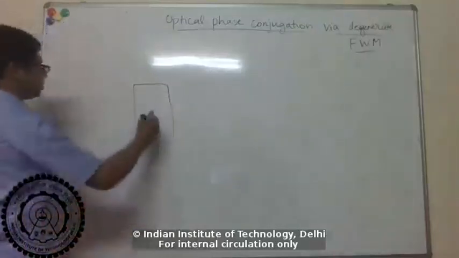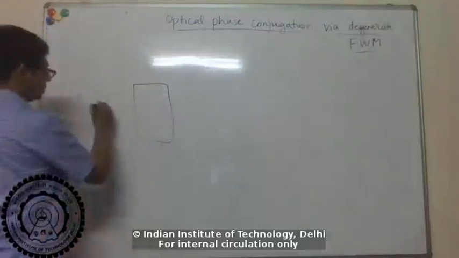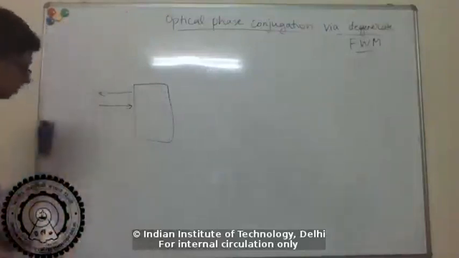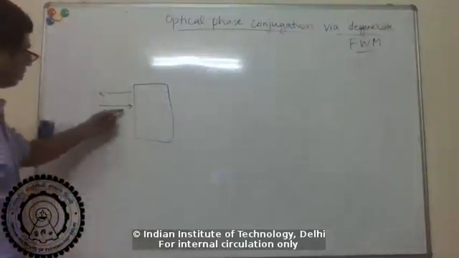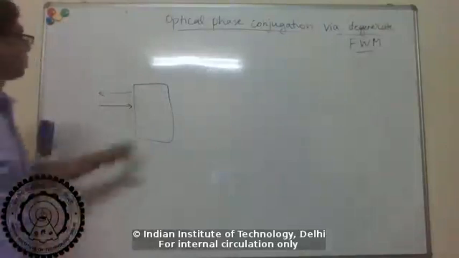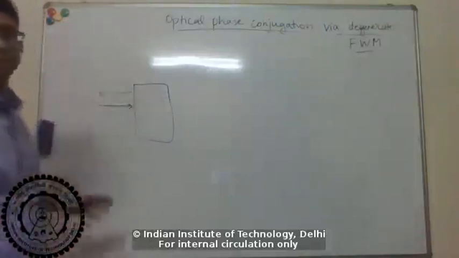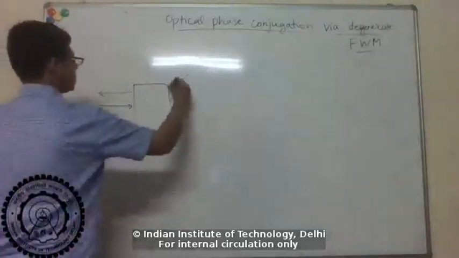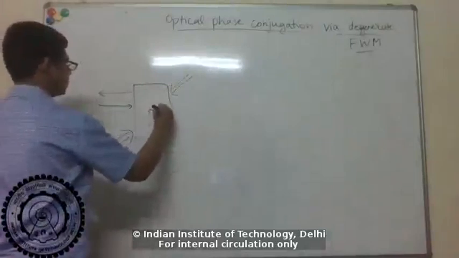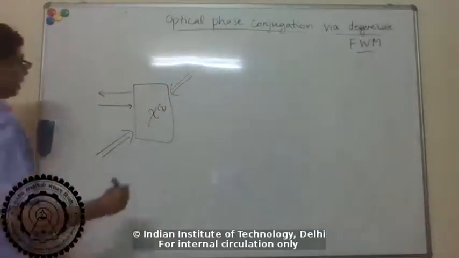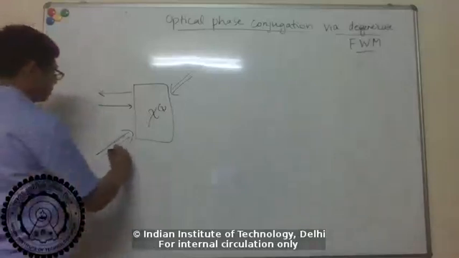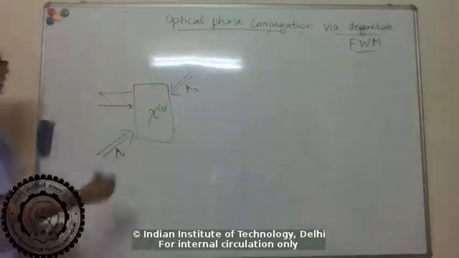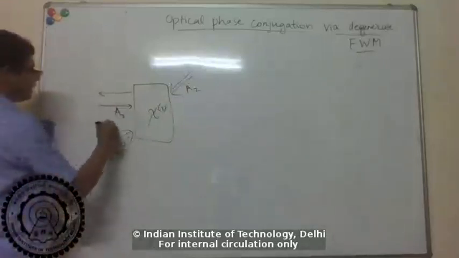Basically, you have some medium, and you send in some input wave, and if the reflection is proportional to the conjugate of the input, then we say this device is doing phase conjugation. So in our setup, this was some type 3 material, and we had two counter propagating pumps, A1, A2, and then we had a weak signal beam incident.